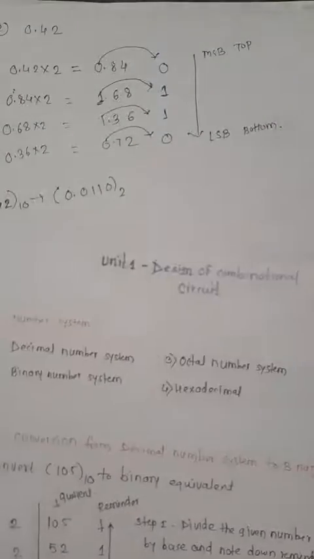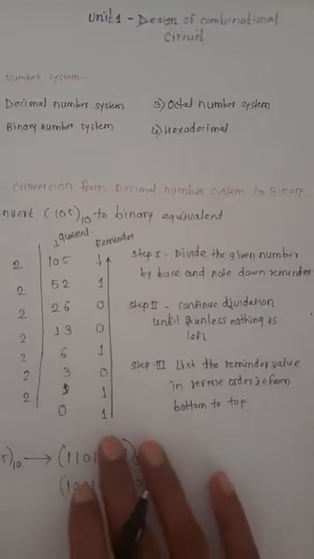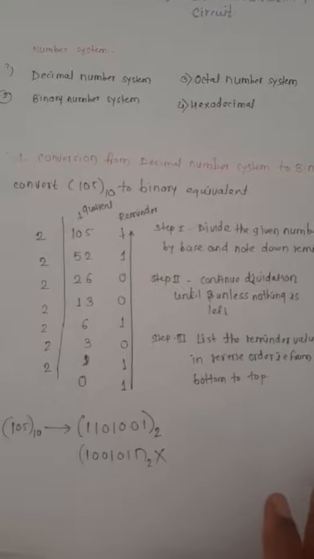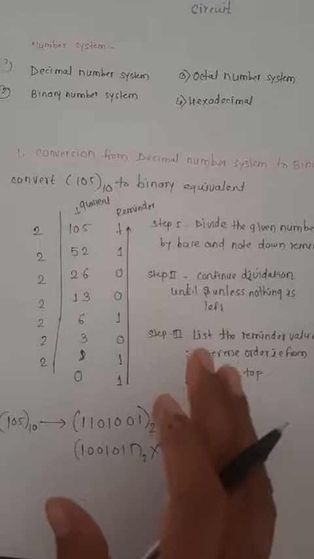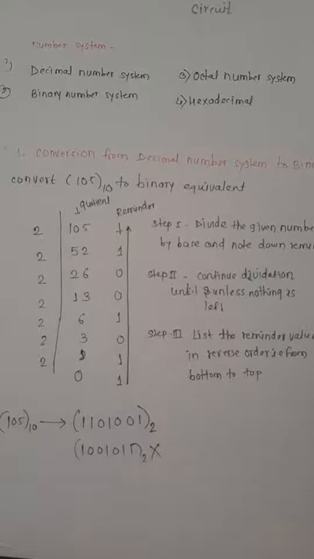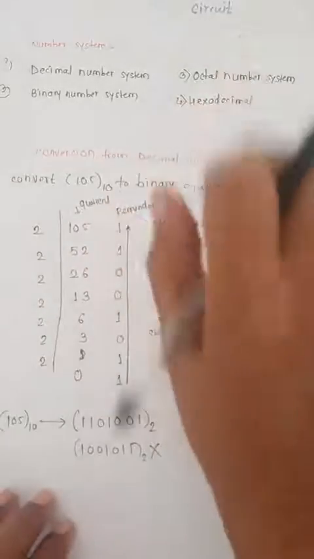So this is our first conversion, that is decimal number system into binary number system. In the next lecture we will see our next conversion, that is from decimal number system to octal number system.